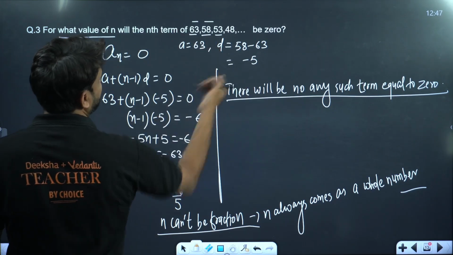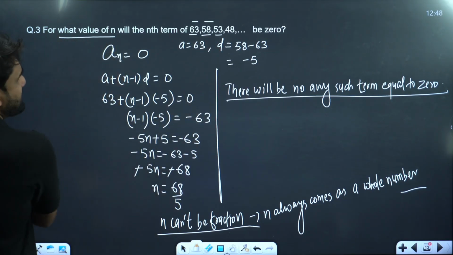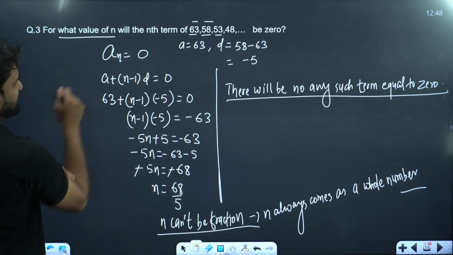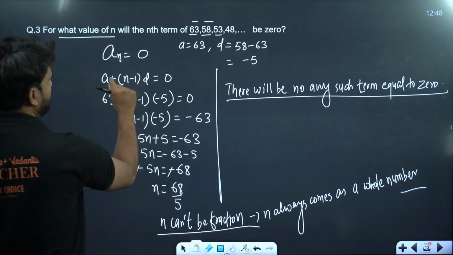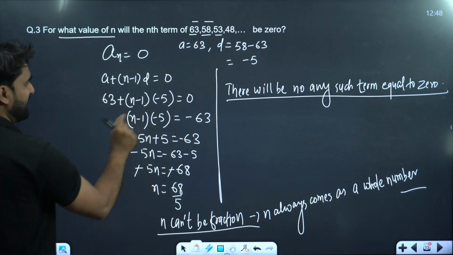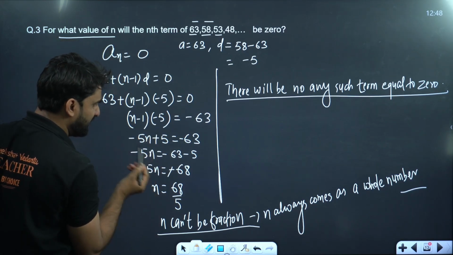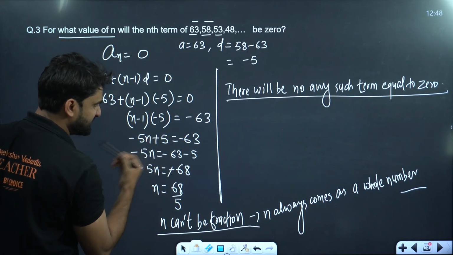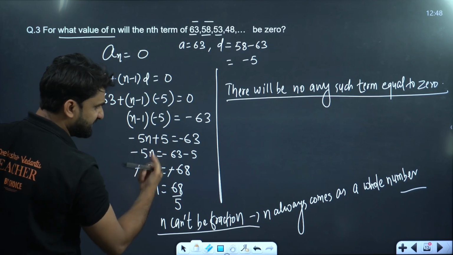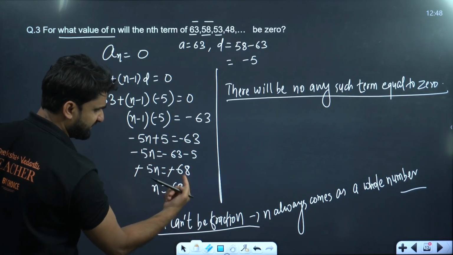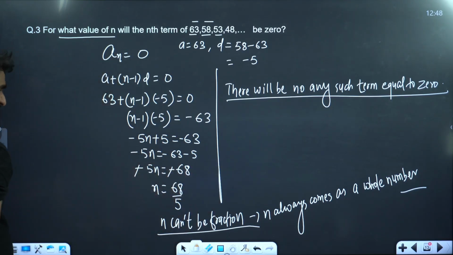58 minus 63 will be minus 5, right? And we have a is equal to 63. So a plus n minus 1 into d, a is 63, n minus 1, d is minus 5. So after opening the bracket, minus 5 into n will be minus 5n, and minus 5 into minus 1 will be plus 5. This plus 5 will be shifted there, so 63 plus 5 will be 68. So by cancelling, this is the result.